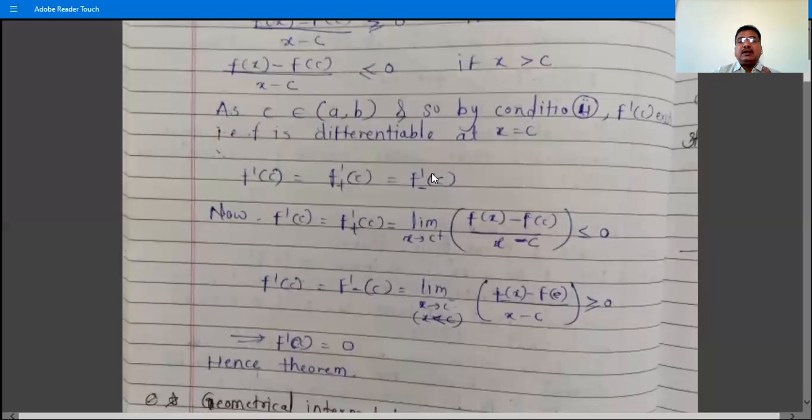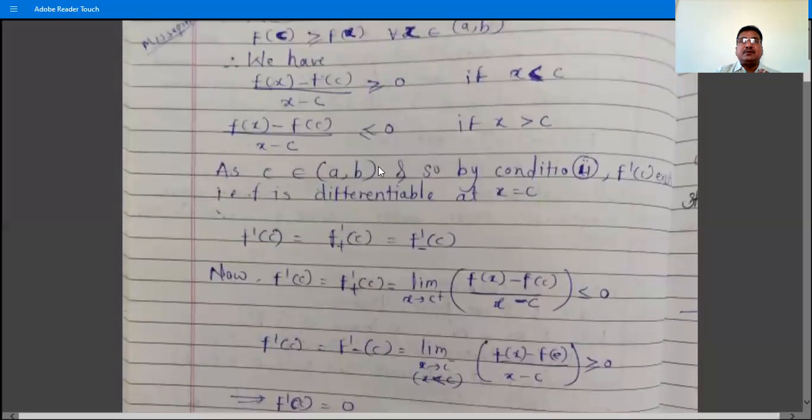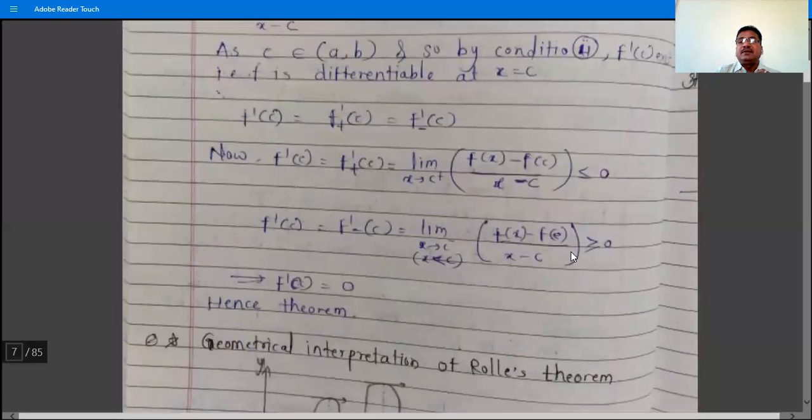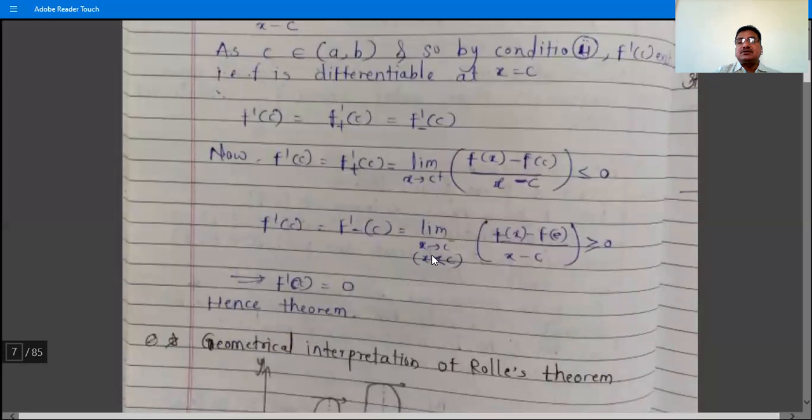And what is f dash c? Again, f dash c is f dash c minus, the left hand derivative: the limit as x tends to c minus of (f of x minus f of c) divided by (x minus c). As x tends to c minus, that is x is less than c, and if x is less than c, then (f of x minus f of c) divided by (x minus c) is greater than or equal to 0, and therefore the limit of this quantity is greater than or equal to 0.